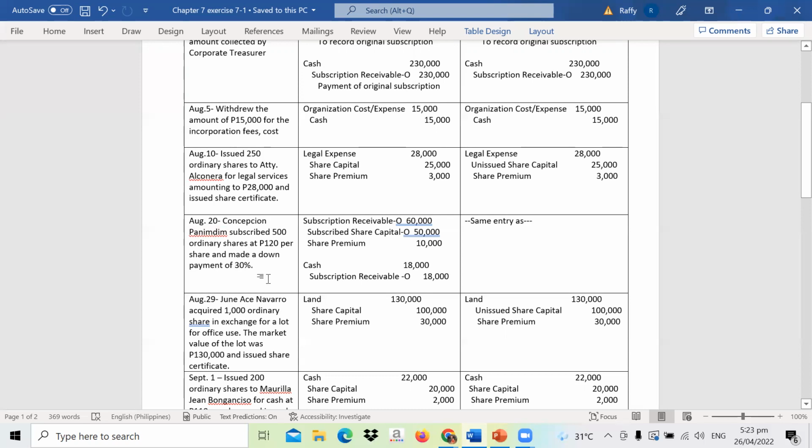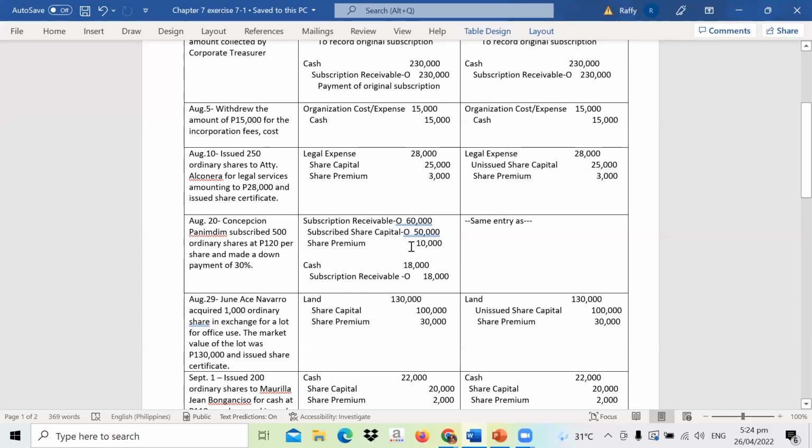Next, August 20 transaction. Concepcion Panimdim subscribed 500 ordinary shares at 120 per share and made a down payment of 30%. Again, this is subscription as well as partial payment. You will have the same entry in the memo entry method and the journal entry method. So this will be your entry first. You debit subscription receivable 60,000, you credit subscribe share capital 50,000 and then credit share premium 10,000.